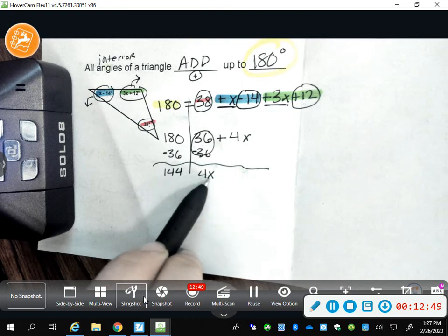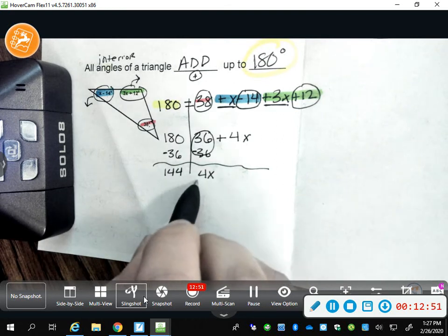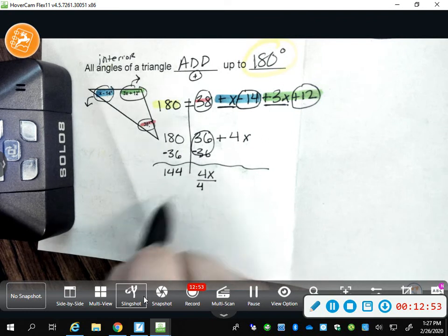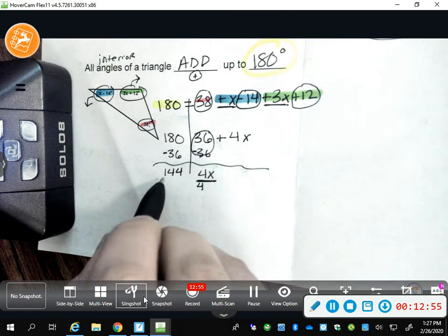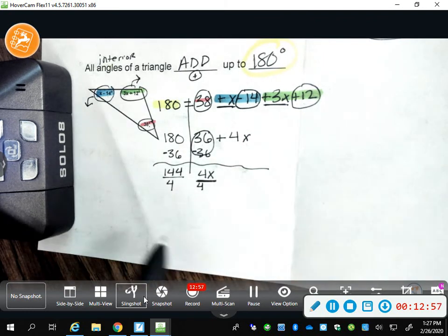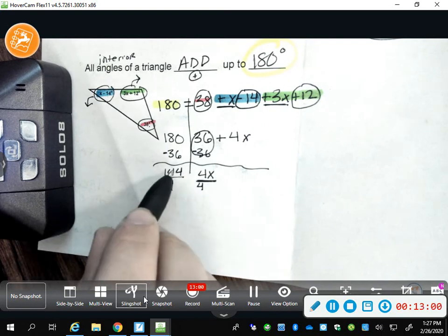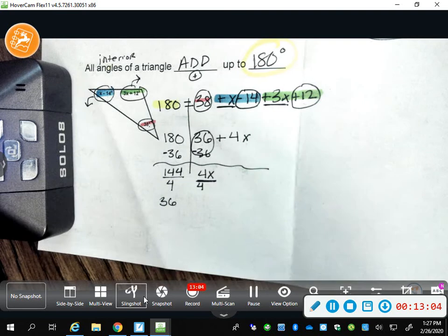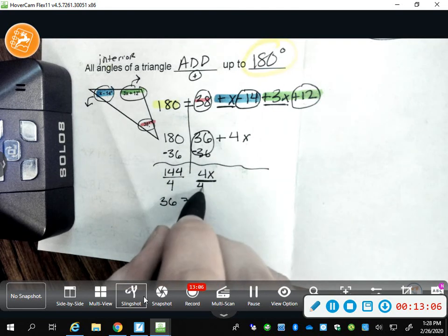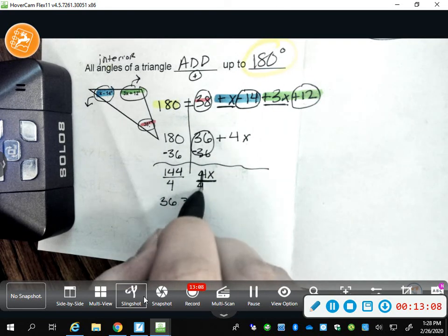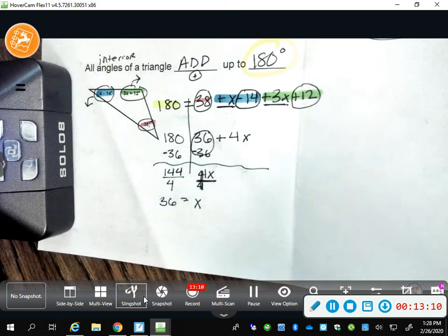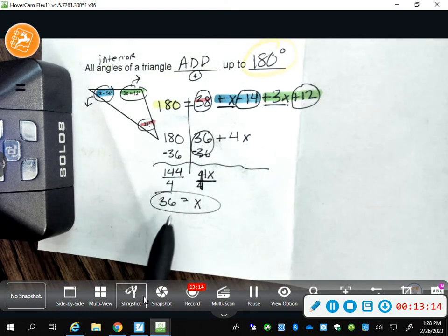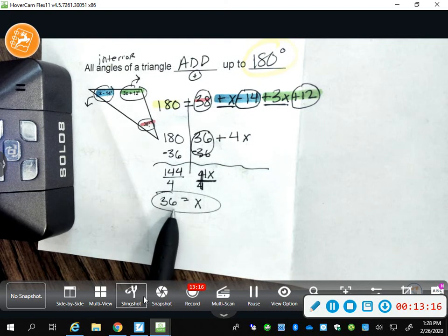4x is being multiplied 4 times x. To undo multiplication, we'll use division. I'm writing my division like a fraction. On the left side, 144 divided by 4 will get us 36. On the right side, 4x divided by 4 gets us 1 times x, or just a normal x. This is good, but I'm not done with my goal.